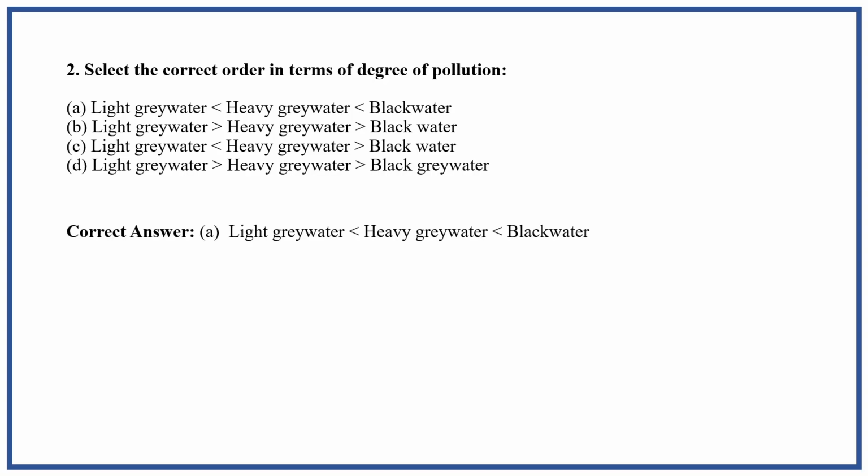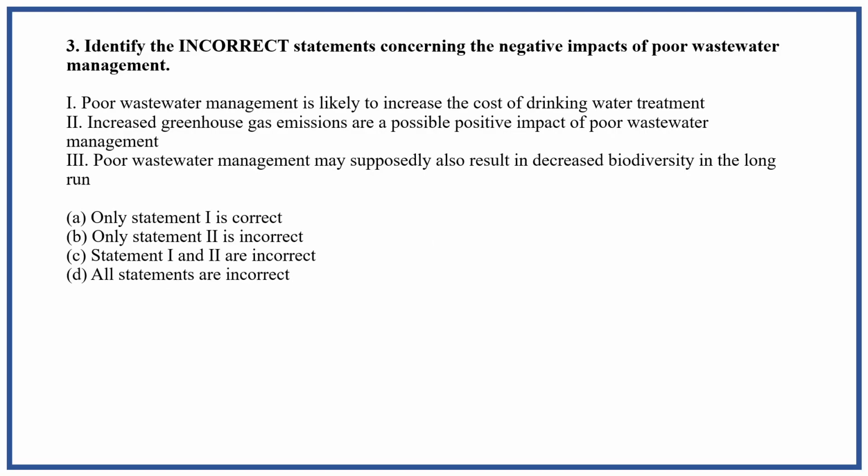So the correct answer will be A, that is light gray water, then heavy gray water, and then black water. Because black water will comprise the feces and the urine, so the organic loading will be much higher than the gray waters. The next question, identify the incorrect statement concerning the negative impact of poor wastewater management.